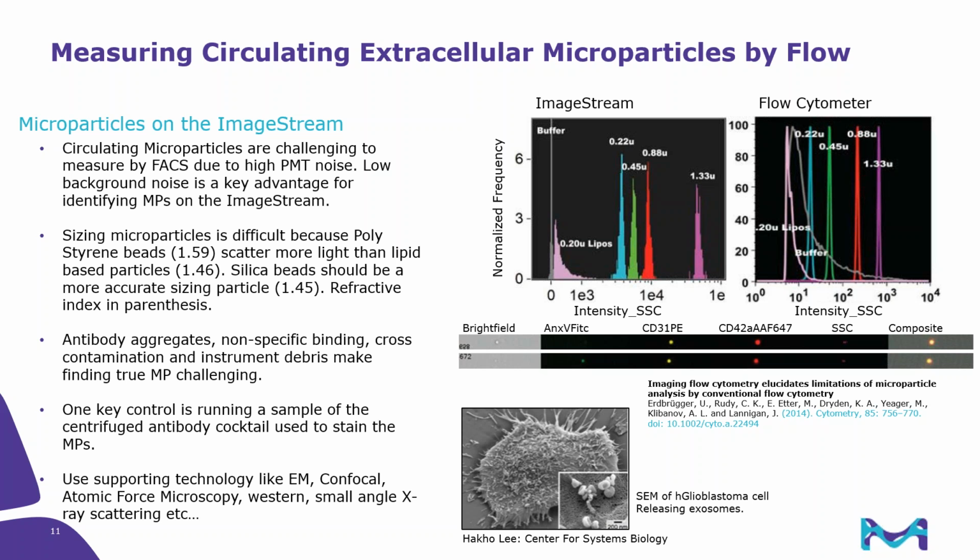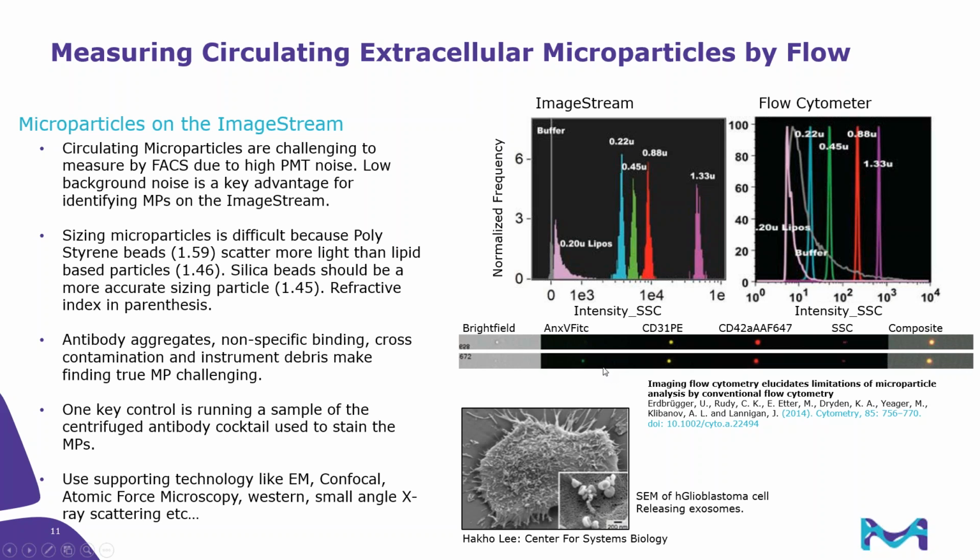If you tried to do this experiment on a flow cytometer, you can see that the background noise from the PMT is really high, but because we're using an electrically cooled CCD camera, our background is quite low, and that allows us to pick up these very tiny particles, especially when they're fluorescently labeled.